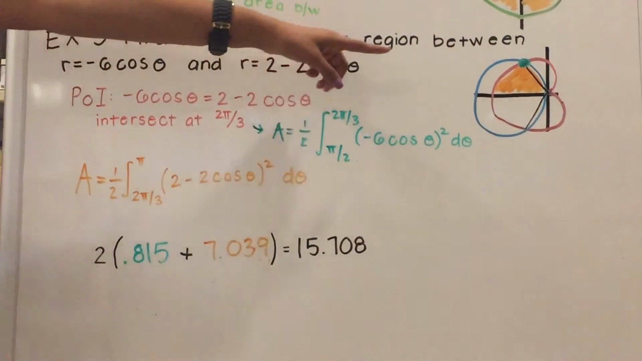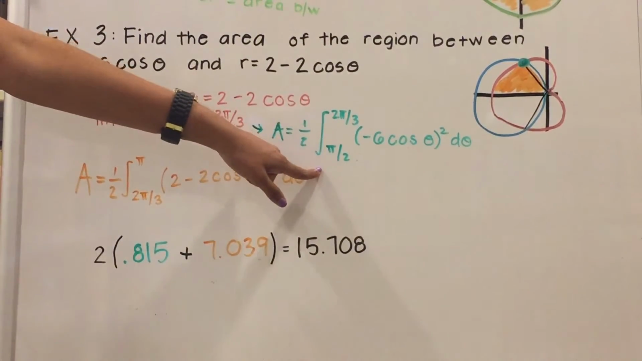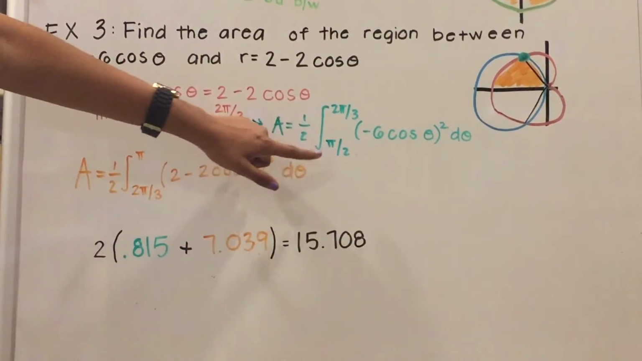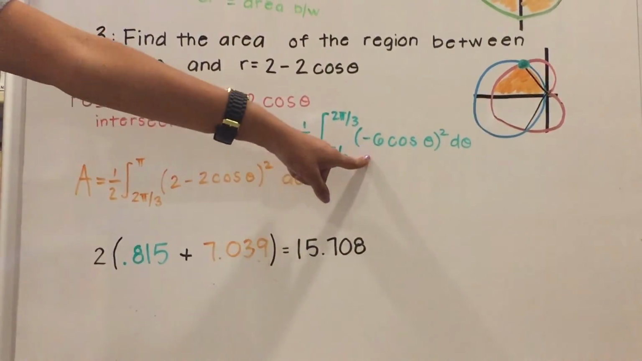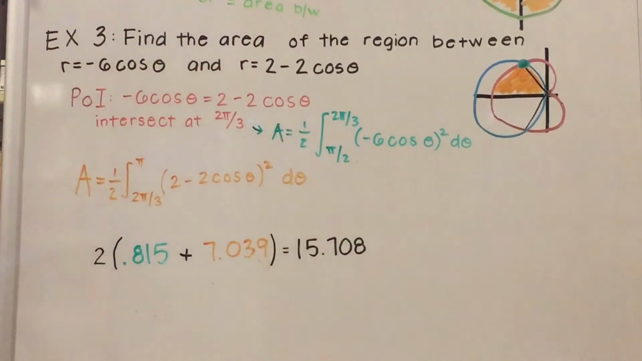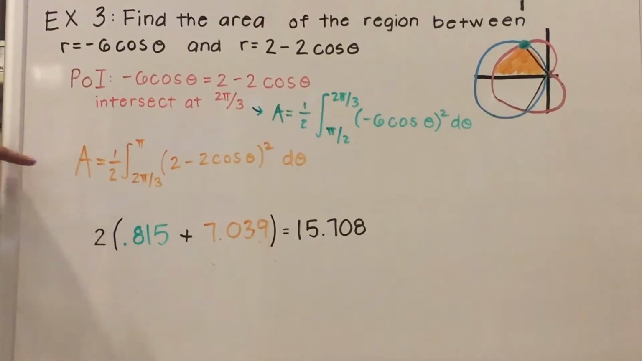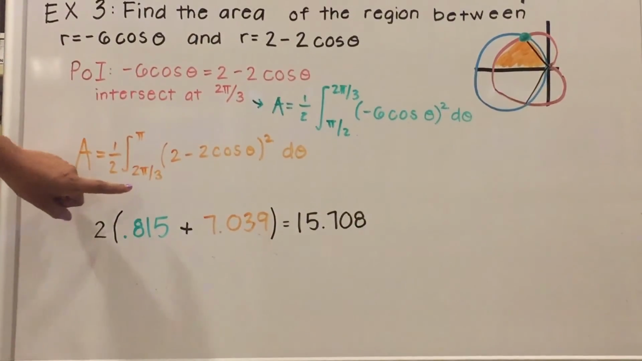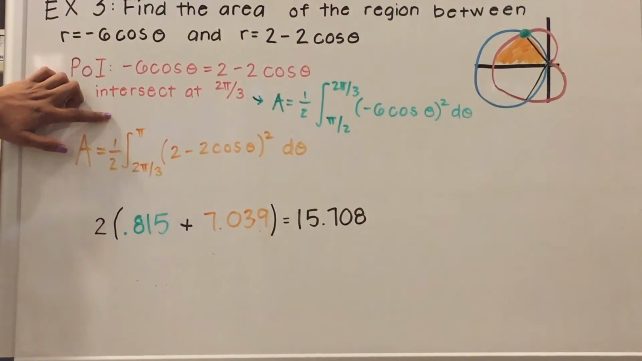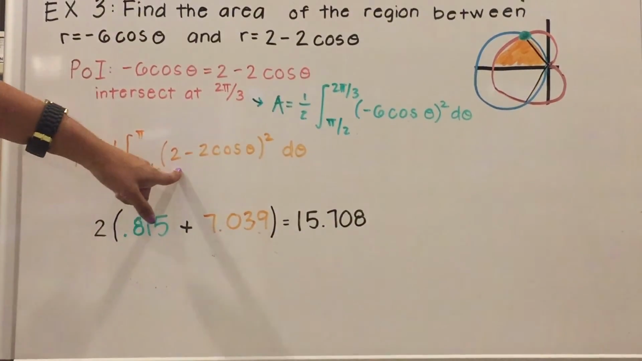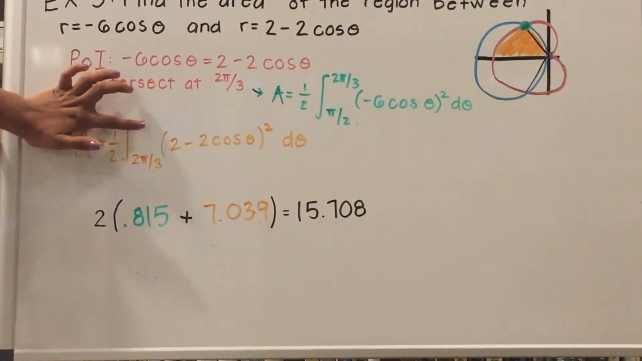Since the circle graph hits a point at pi over 2, you want to go from pi over 2 to 2 pi over 3, so that's our intersection, with 1/2 times the integral of (negative 6 cosine theta) squared d theta. Then to find the remaining orange area inside the cardioid, you would do a equals 1/2 times the integral from 2 pi over 3, the intersection point, to pi, where the graph touches the x-axis, of (2 minus 2 cosine theta) squared d theta, and that is the formula for the cardioid.